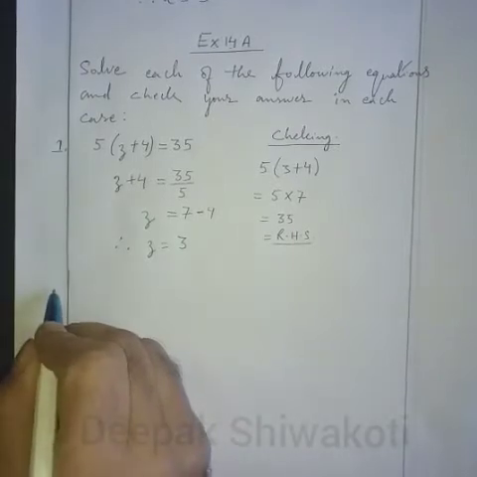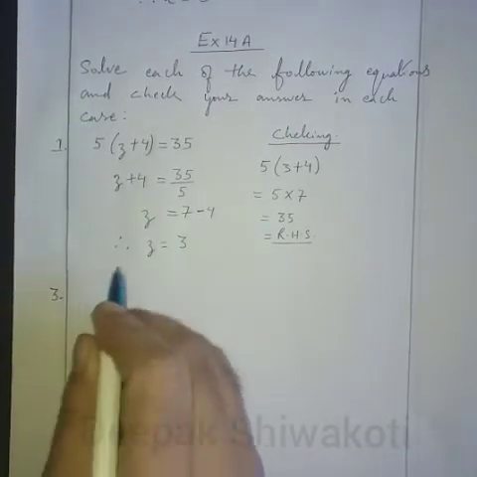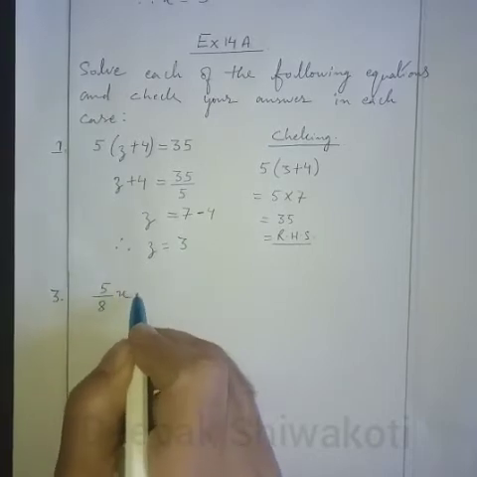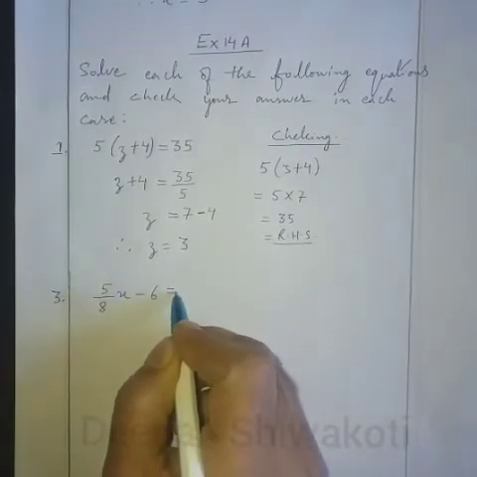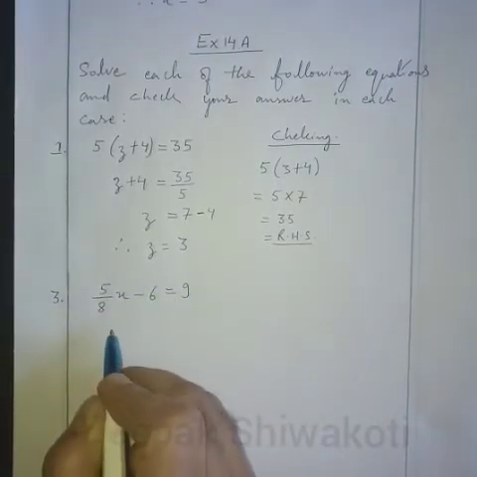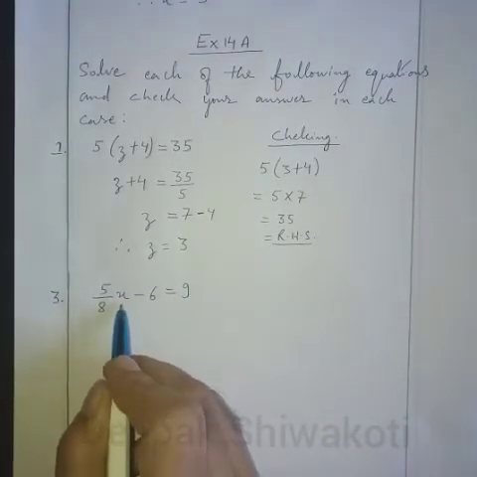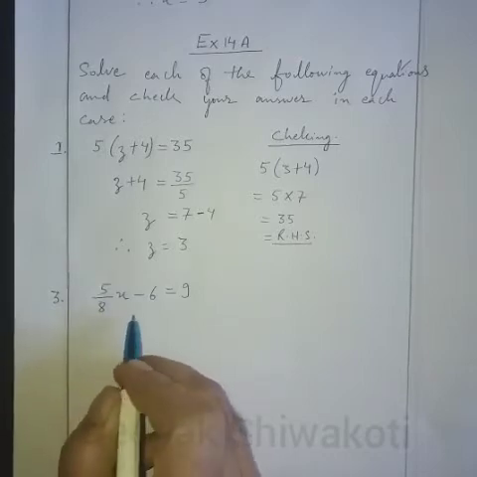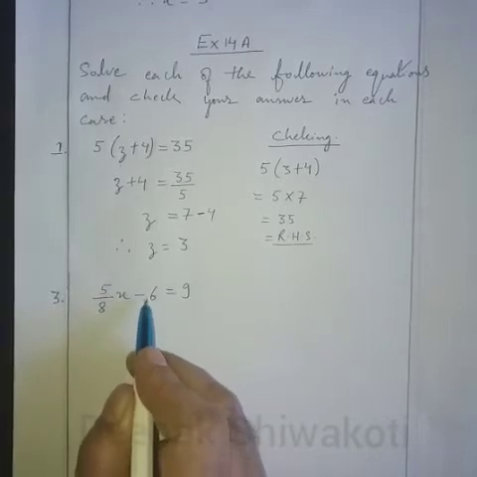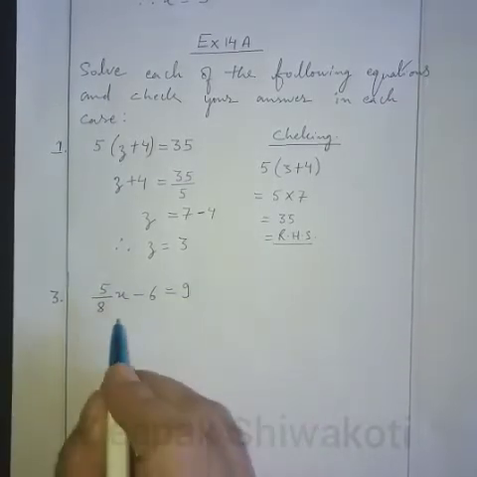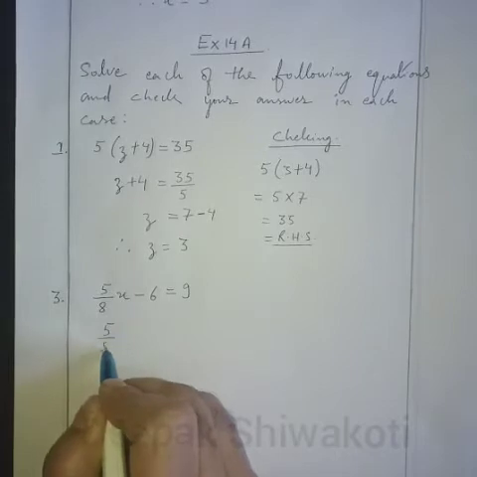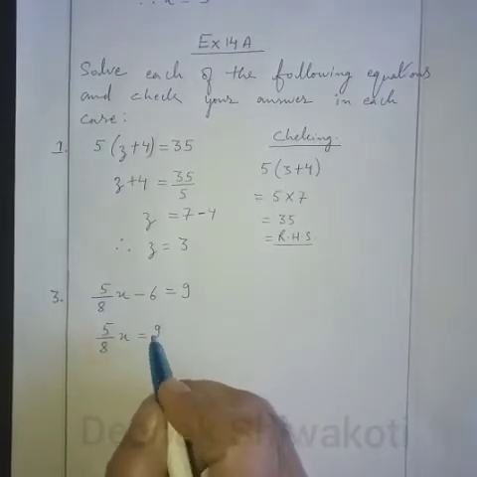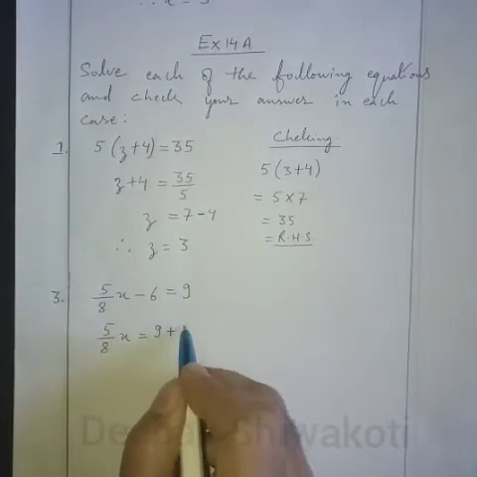Question number 3: 5 by 8 into x minus 6 is equal to 9. Here the variable is x and we have to solve for x. At first, this minus 6 will come to this side. So 5 by 8 x is equal to 9, and this minus comes this side as plus 6.